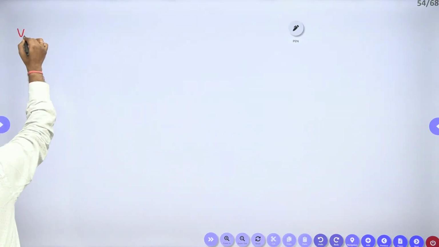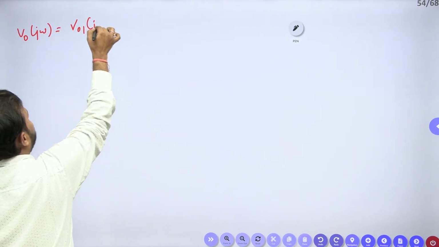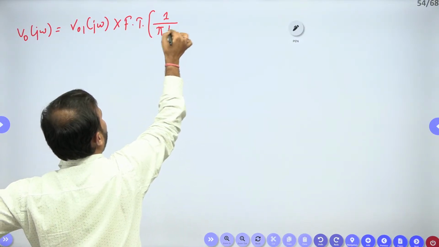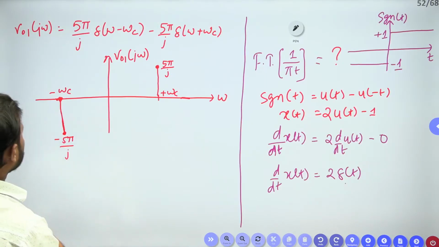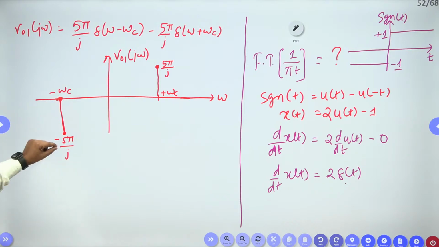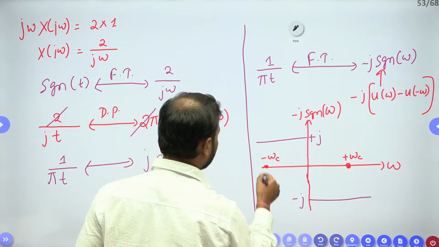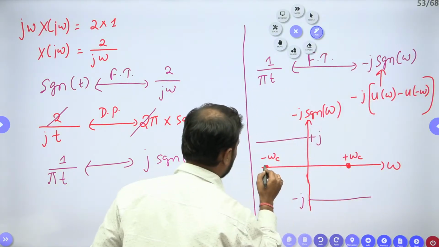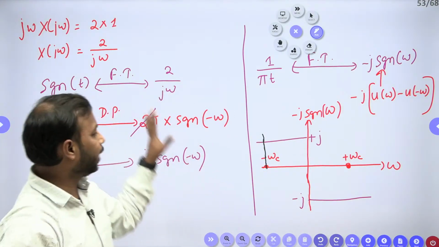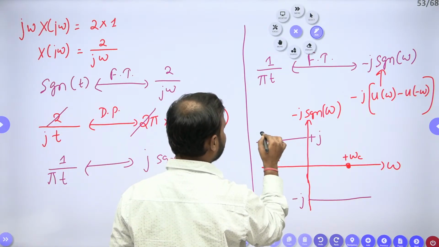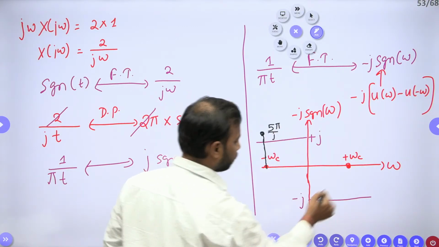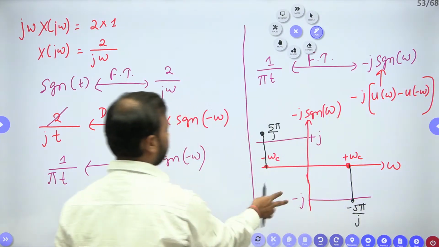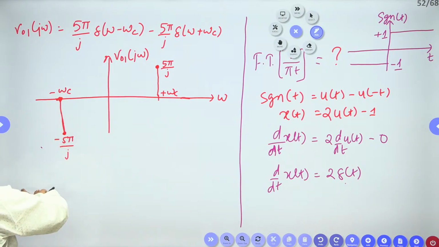So next, what we need to do is multiply, because V naught of j omega is V naught 1 j omega into the Fourier transform of 1 upon pi t. Now, if you multiply, look here. At minus omega c we have minus 5 pi by j. Let me change the color first. I am going to multiply that by V naught 1 j omega. When you multiply, this will have the strength 5 pi by j, and here we have a strength of minus 5 pi by j. Let me check it once: minus 5 pi by j, plus 5 pi by j.